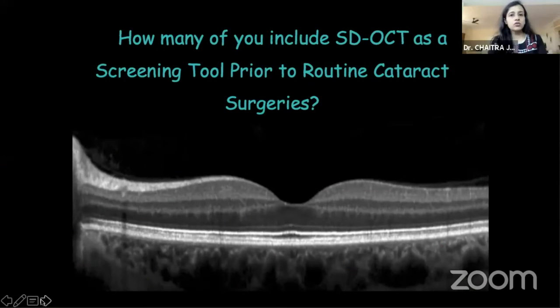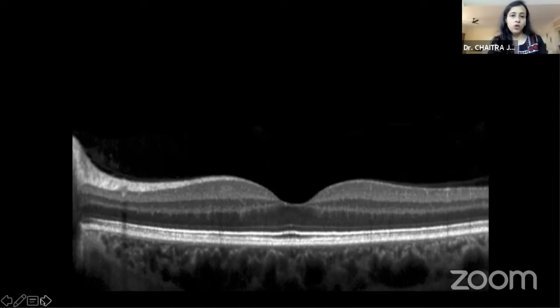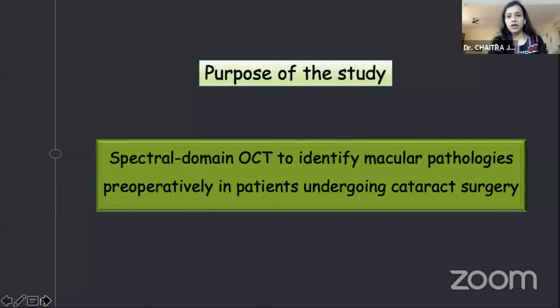So many of us hesitate to use the SD-OCT as a screening tool prior to routine cataract surgery, but why not? Since we are already imaging them anyway, whether to calculate your IOL power or to ensure that the systemic factors are in position, why not also check the macula for whatever conditions they have.